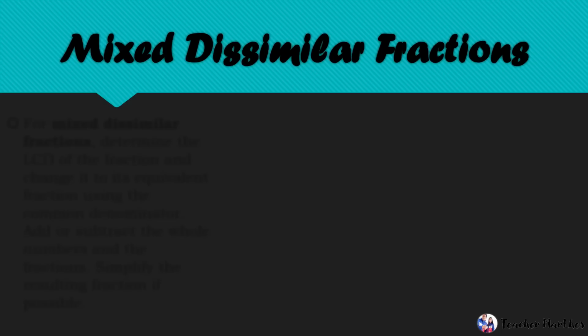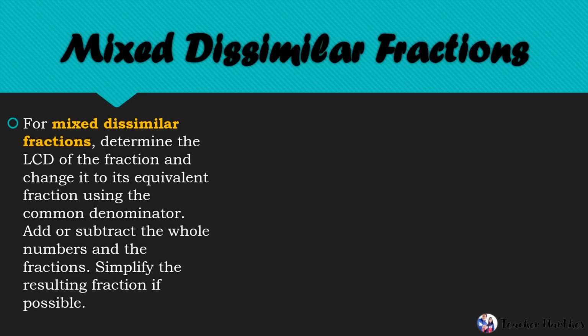For mixed dissimilar fractions, determine the LCD of the fractions and change them to equivalent fractions using the common denominator. Add or subtract the whole numbers and the fractions. Simplify the resulting fraction if possible.